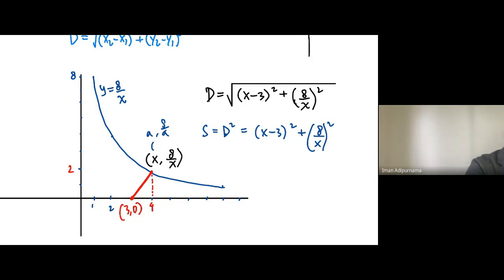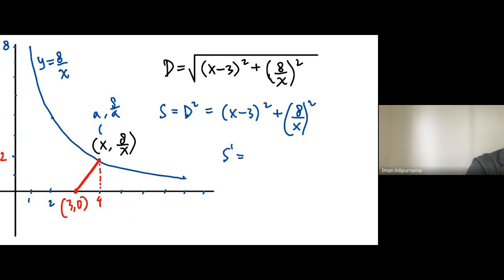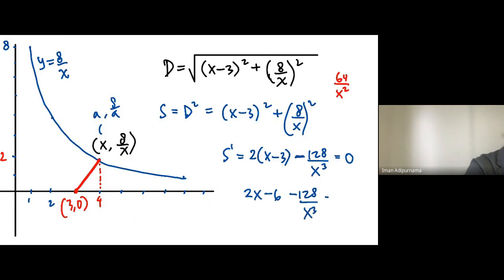And we can take the derivative directly, I think, the first derivative of f, the s prime. We have 2 times x minus 3, and then this will become minus, right? Minus. From this 64 over x squared, this will become 128 over x cubed, right? And take this equal to 0. So we will have 2x minus 6 minus 128 over x cubed equals 0.